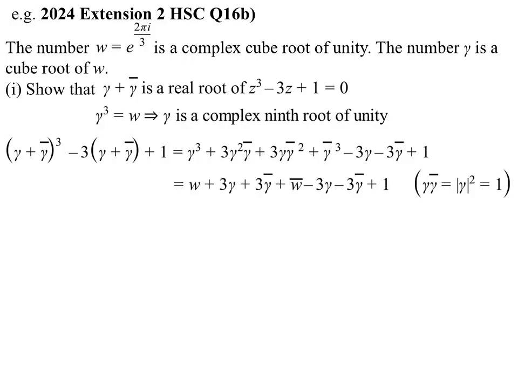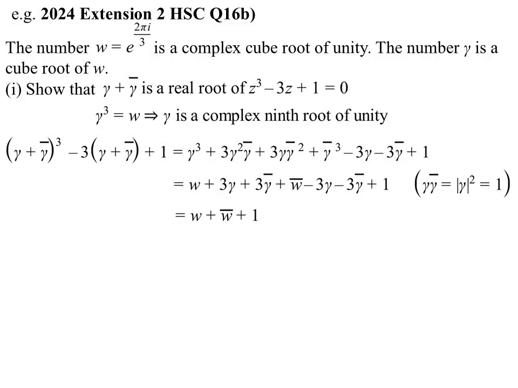That's equal to 1. I'm left with gamma. The next one, I'm left with gamma conjugate. And then gamma cubed we said was W, didn't we? It was a cube root of, so that's now become W. Okay, so we've simplified it down a little bit. But there's some cancelling in there. I'm now left with W plus the conjugate of W plus 1.